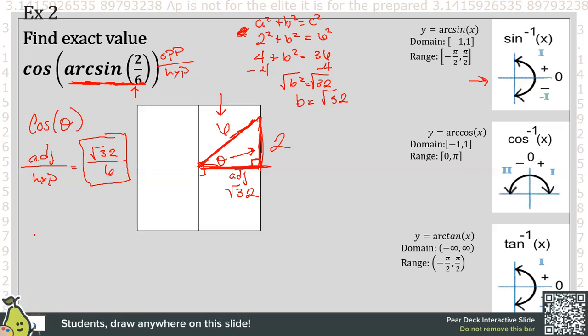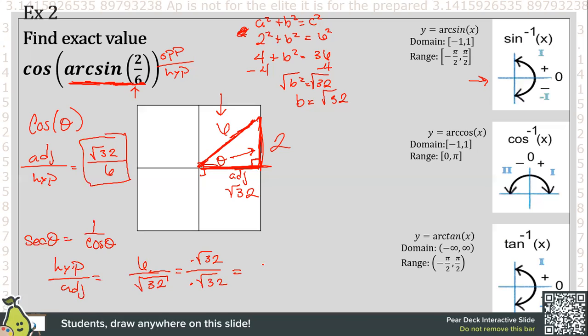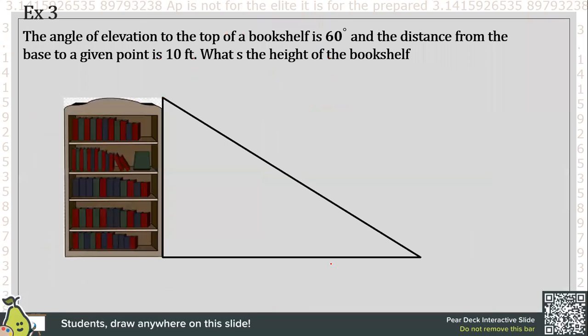Keep in mind, they could ask you the reciprocal of cosine. So let's say if they asked you secant of theta, that is 1 divided by the cosine of theta. In other words, the hypotenuse divided by the adjacent side. In that case, it would have been 6 divided by square root of 32. And we know that we can't have this square root in the bottom, so we need to rationalize by multiplying by square root of 32 on both sides, numerator and denominator, and that is equal to 6 square root of 32 divided by 32 for secant of theta. Awesome. Okay. Alrighty, go ahead and try this next one.